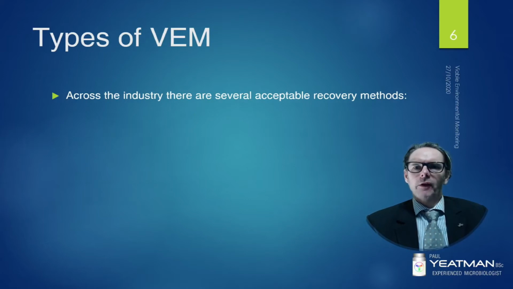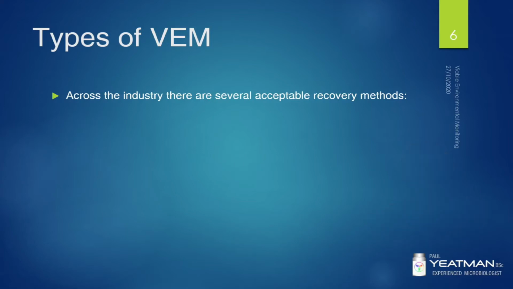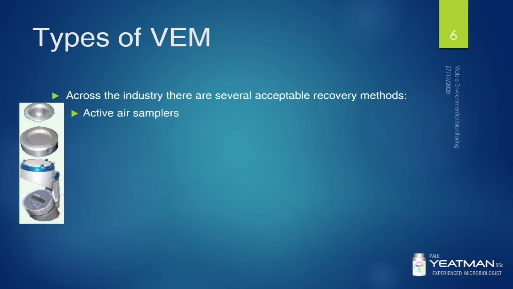What are the types of viable environmental monitoring? Across the industry, there are several acceptable recovery methods. We have active air samplers. So here you can see a breakdown or an expanded picture of the components of a MAS 100 air sampler. There's passive air sampling, which is like active air sampling, but it just involves sticking a petri dish on a surface and allowing things to drop out of the air.